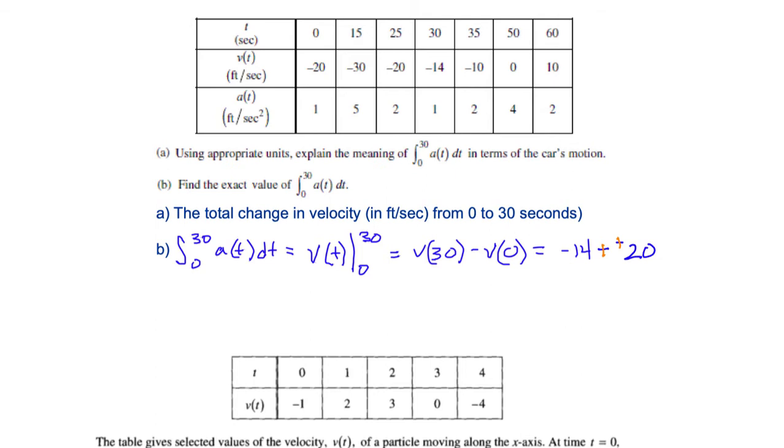Our final answer here is equal to 6, and don't forget our units. We're talking about velocity here because it's the integral of acceleration, so our units should be units per time, or feet per second. It even tells you the units right there. You can just copy down feet per second and box it.